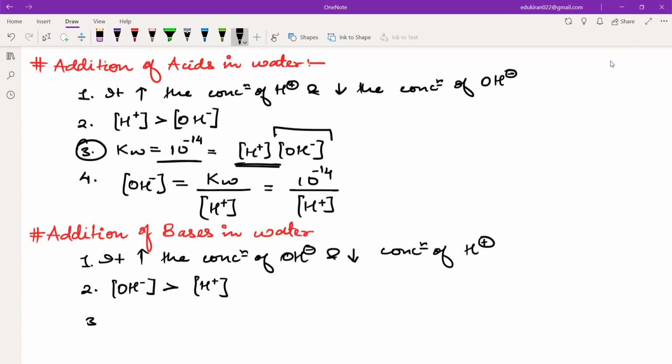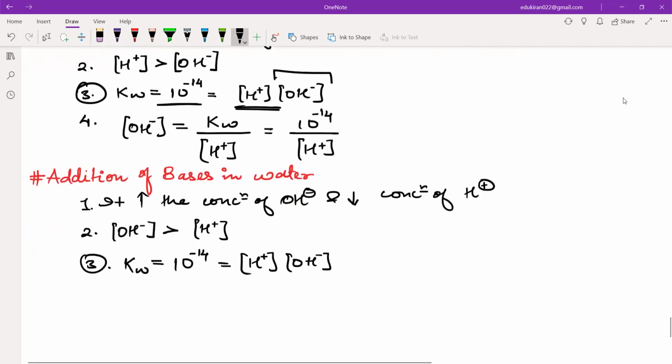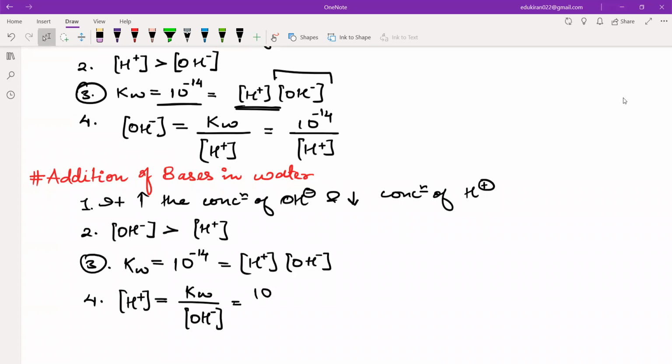But again, remember the third point, Kw is still 10 to the power minus 14, and it is the product of the concentration of H plus and the concentration of OH negative. In this case, if we are adding a base, we will know the concentration of the base, and from that we can calculate the concentration of H positive, which will be equal to Kw divided by the concentration of OH negative. This is equal to 10 to the power minus 14 divided by the concentration of OH negative.